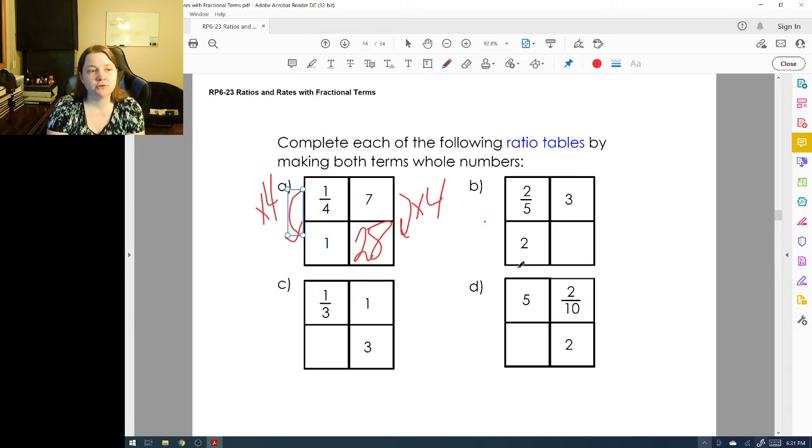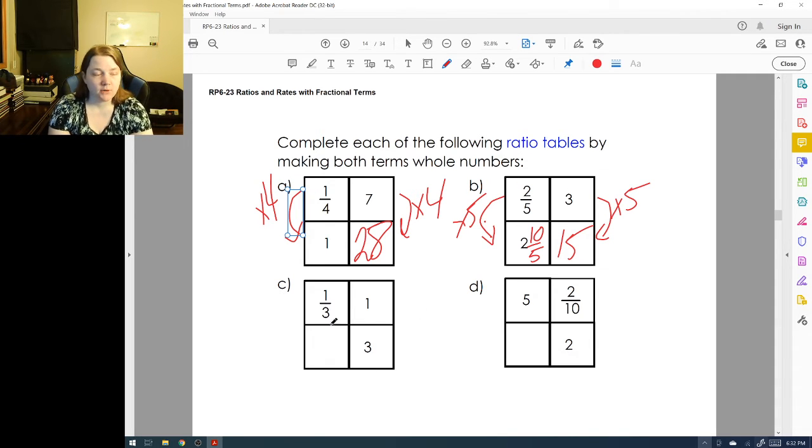2/5 to get to 2. If I have 2 slices of a 5-slice pizza and I want to get to 2 wholes, 2 entire pizzas would be the same thing as saying 10/5. So to go from 2 to 10, I'm going to multiply times 5. Then I'm going to multiply 3 times 5 to get 15 over here.